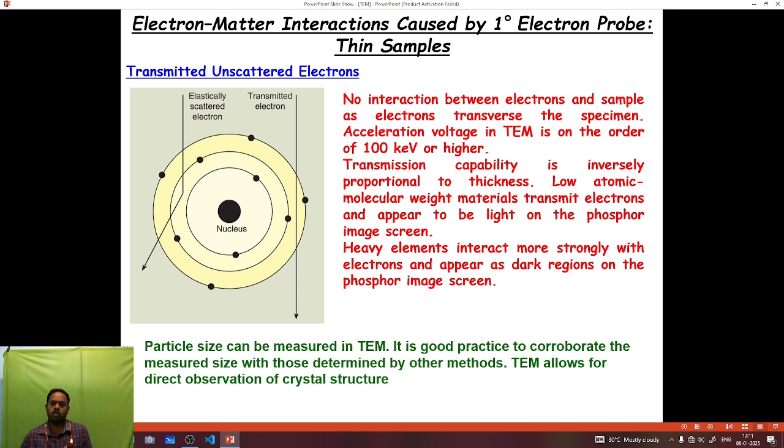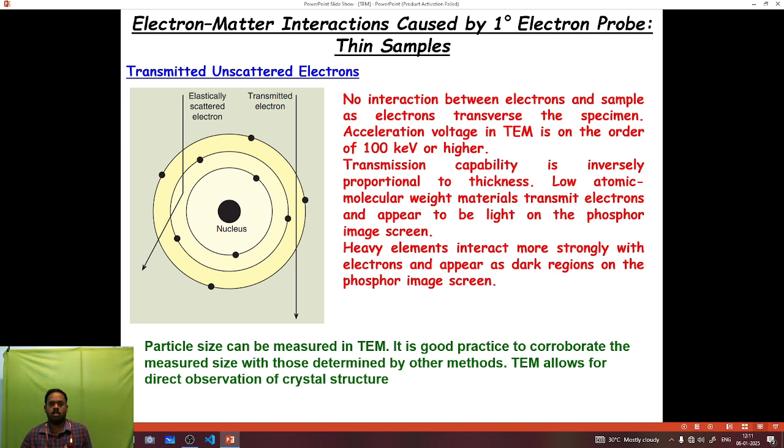If we have two different elements in our sample, we can analyze them through the photograph. An image that appears light will have a low atomic number, and the dark image indicates the presence of a heavier element, or an element with higher atomic number. And particle size can be easily measured through transmission electron microscopy.